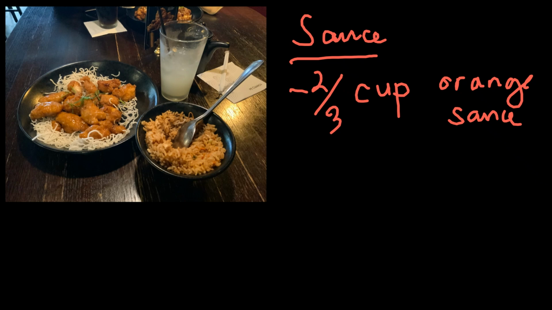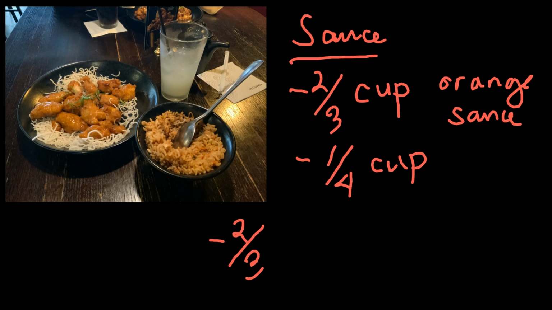But this time, a while ago she was lacking, but this time she wants to actually reduce this by negative one fourth. Her orange sauce, negative one fourth cup. So let's further solve this one. If she wants to reduce it, so negative two-third minus negative one fourth.